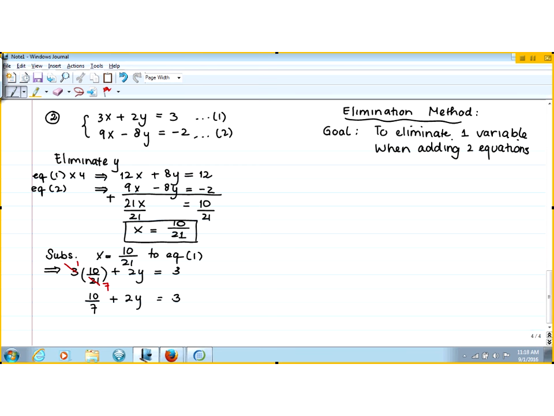All right. Now there are many ways to do it. You could bring the 10 over 7 to the other side, or you could get rid of the fraction. You could clear the fraction. How do we clear the fraction? Multiply each term by 7. Yes. So maybe that's easier. Or you could, of course, if you like to work with fractions, bring it to the other side. No problem. So 10 plus 14y is 21.